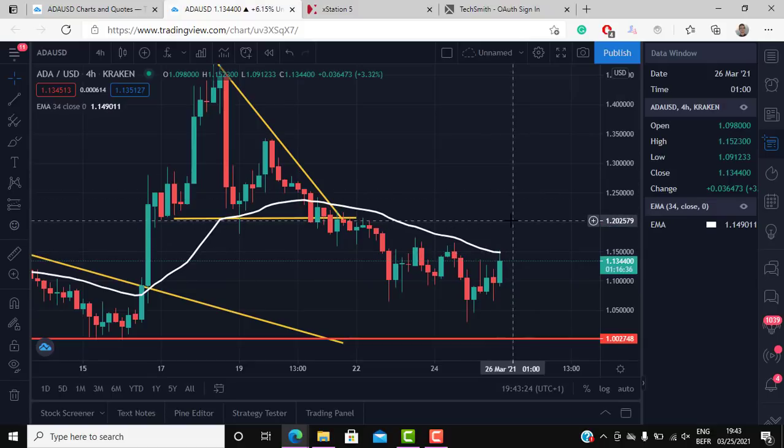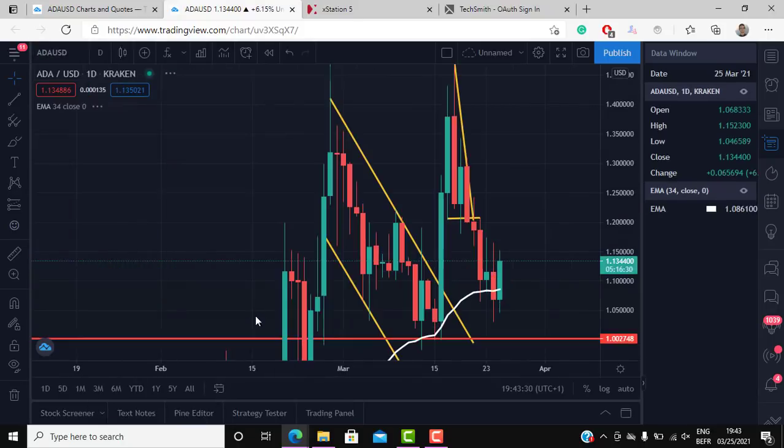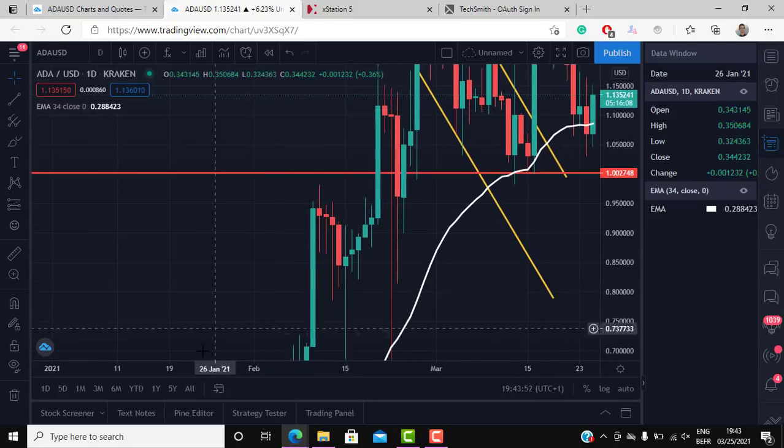move up here. The next target would obviously be 1.2, the previous resistance, which is more visible on the daily chart. So here, the previous support becomes the new resistance, and 1.2 would be the next target. And if we do take 1.2, the next target would be 1.4. If we do take 1.4, that's where we could expect a big slingshot move to the upside, just like we had around here.